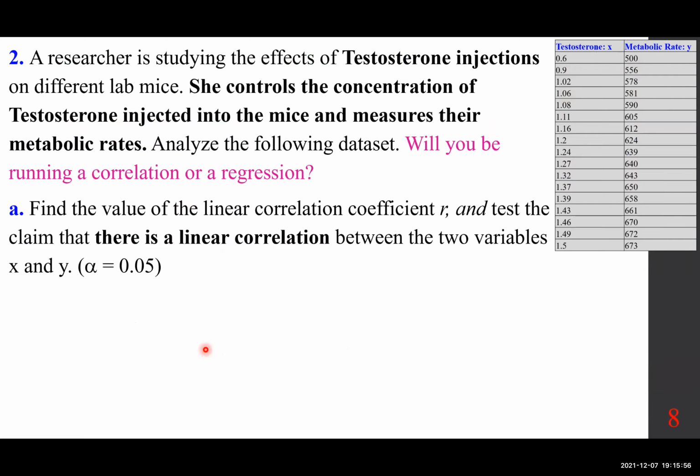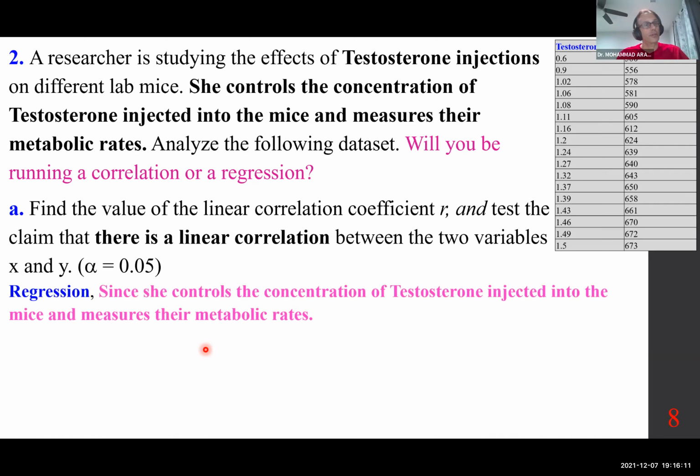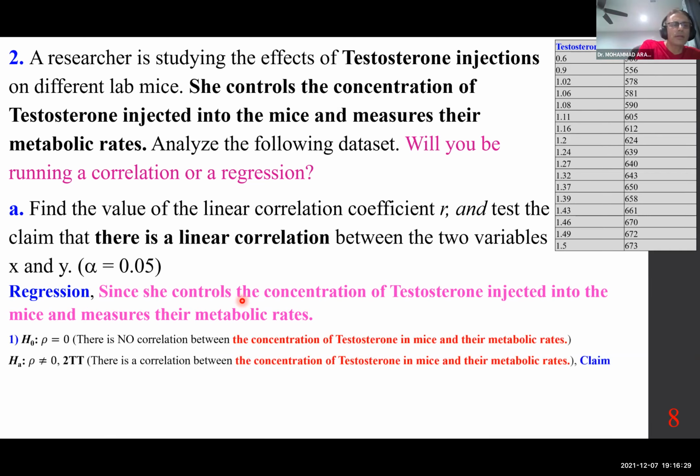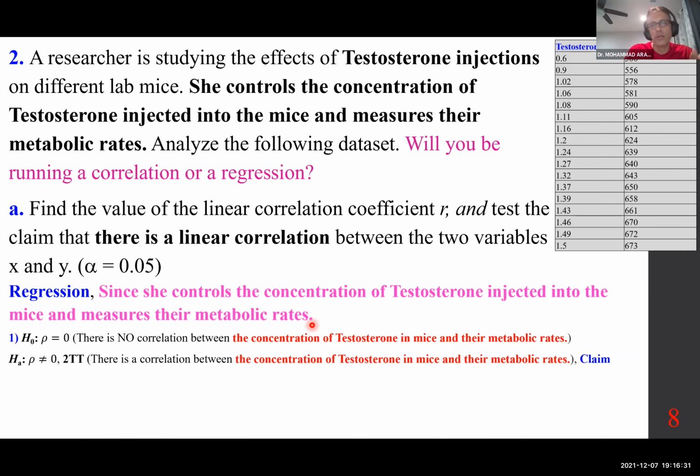A, find the value of the linear correlation coefficient R and test the claim that there is a linear correlation between the two variables X and Y with alpha equals 0.05. Perfect. First and foremost, we are going to run a regression. Since she controls the concentration of testosterone injected into the mice and measures their metabolic rates, it has to be a regression, which gives us the first step of test of hypothesis.